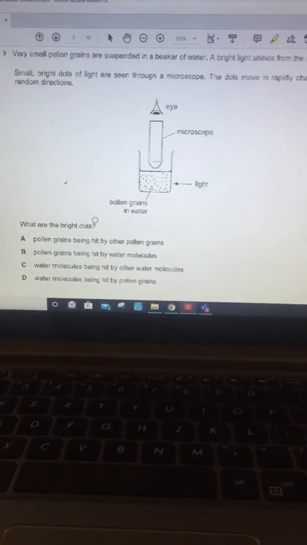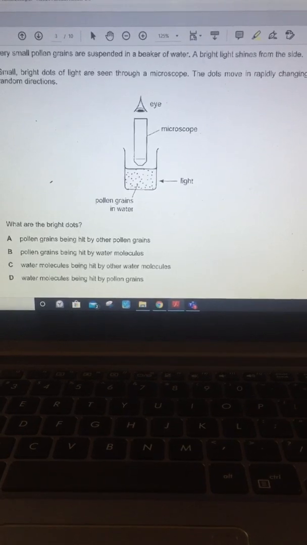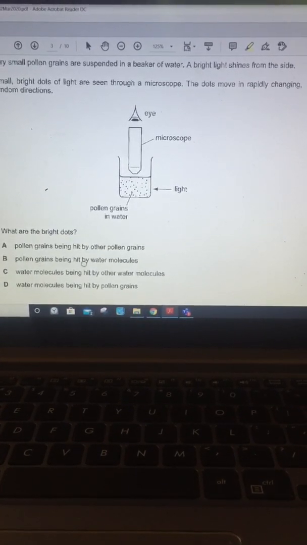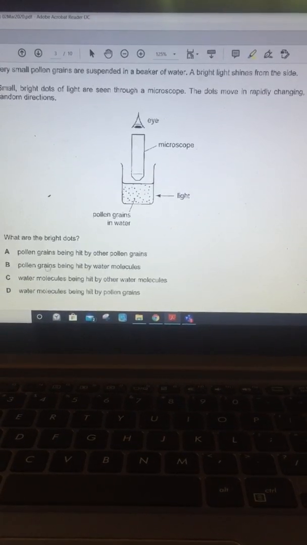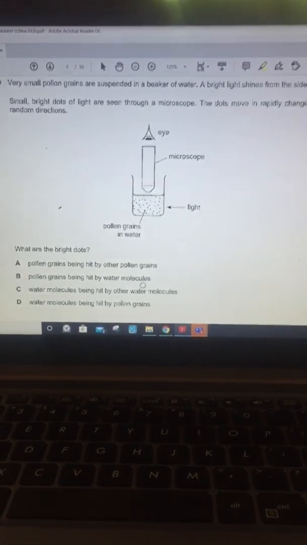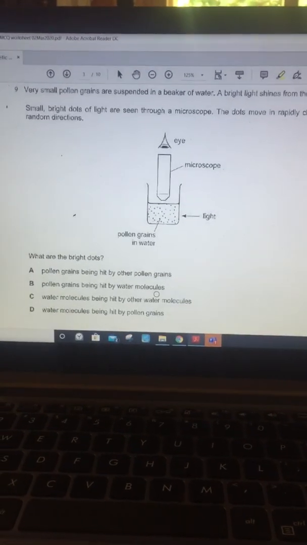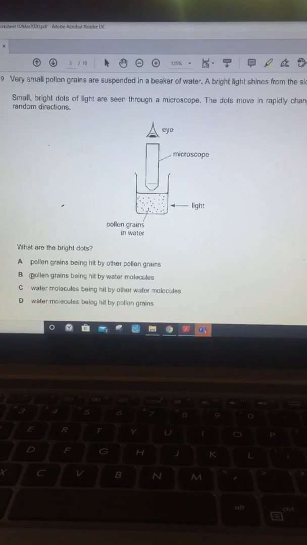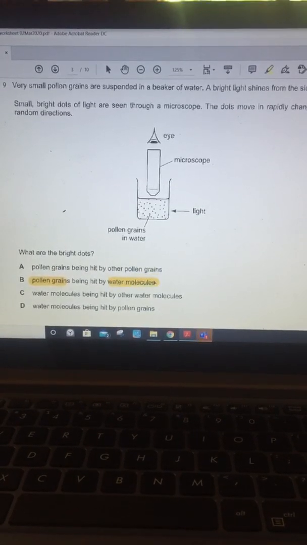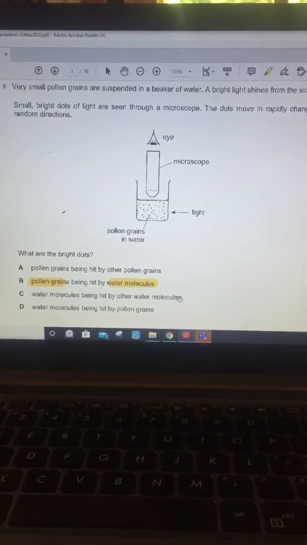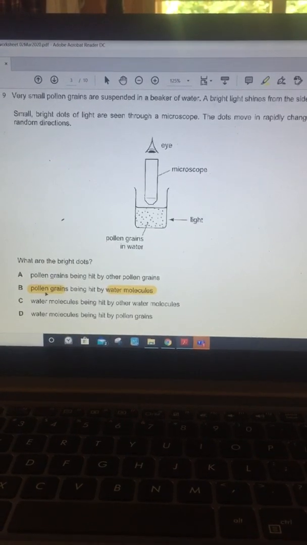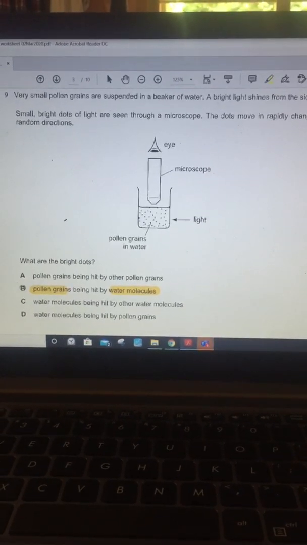So what are the bright dots that you see? Pollen grains being hit by other pollen grains? No. Pollen grains being hit by water molecules? Yes. So water molecules are very small, so you can't even see them in the microscope, but with the microscope you can see the pollen grains and they are being hit by the water molecules. So the pollen grain is like the football and the water molecules are like the players. Water molecules being hit by water molecules? No. Answer D, no. So answer is B. For 9th question, answer is B.